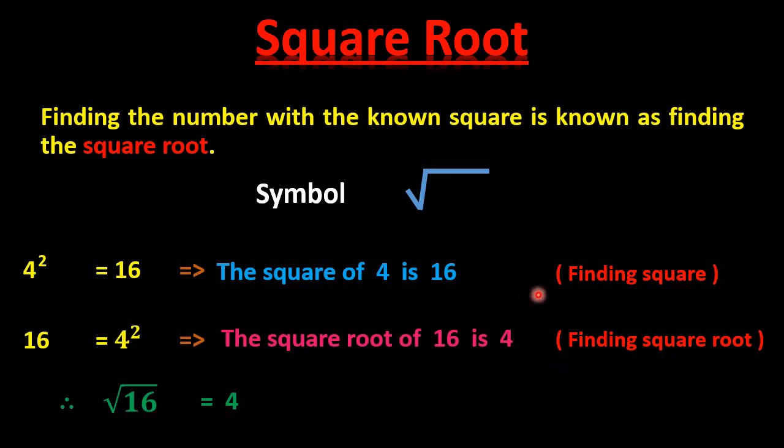So there is a difference between finding the square and finding the square root. Let me repeat again. In finding the square, any number will be given and you have to multiply it two times to get the square. But in finding the square root, the square of a number will be given, like here 16. So you have to find the number whose square is 16. To find the square root of a number, there are basically 3 methods.